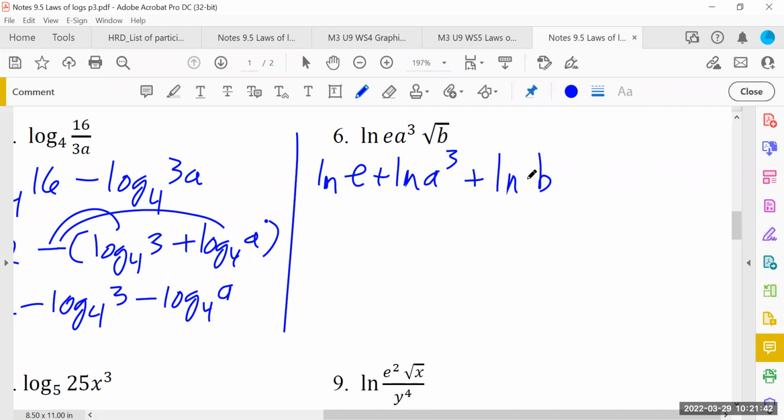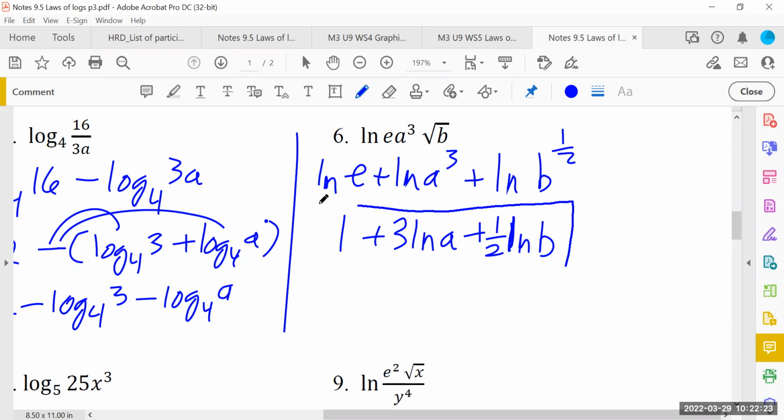How do I write a square root as an exponent? Fraction, specifically 1/2, right? 1 over 2. So b to the 1/2. Then any exponents, bring them out in front of that log, not another log, the one that they were inside. So natural log of e, there's no exponents here. This literally just becomes 1, right? It's asking log base e of e. This is just 1 plus the 3 comes out in front, 3 natural log of a, 1/2 comes out in front, 1/2 natural log of b. That's my answer. We okay there?